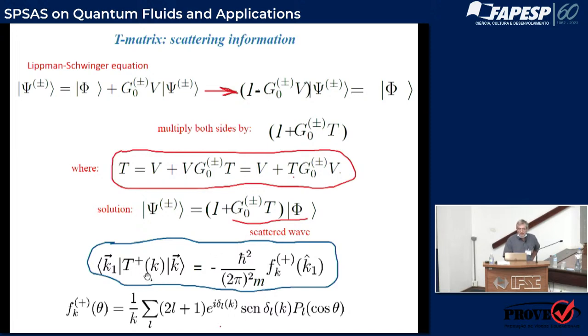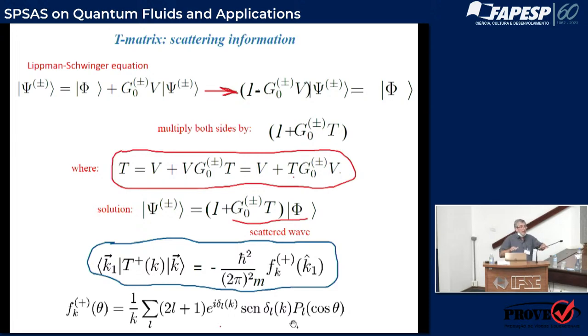And in particular, what we call the on-energy shell matrix element, so this momentum corresponds to a plane wave state that has the incoming energy. So this is the wave number. And this is the momentum of the outgoing particle. And this is exactly the scattering amplitude that carries the information of the phase shift.